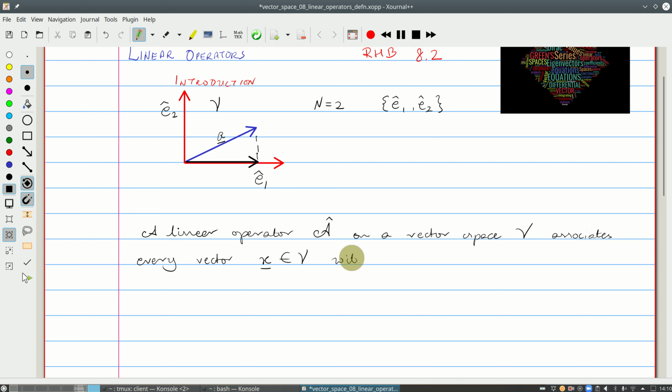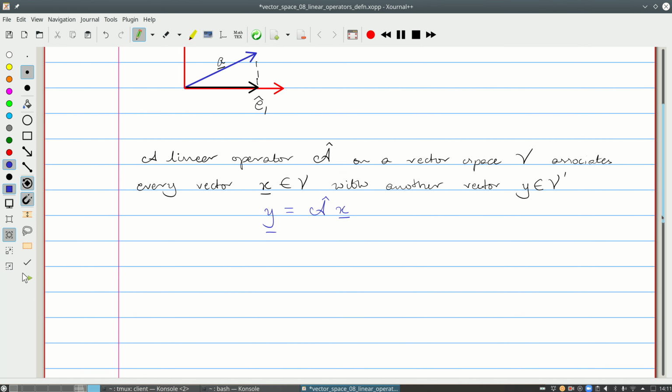with another vector y which could belong to another vector space. I'm going to call it V prime, such that, and this is written as, y is equal to A hat operating on x.